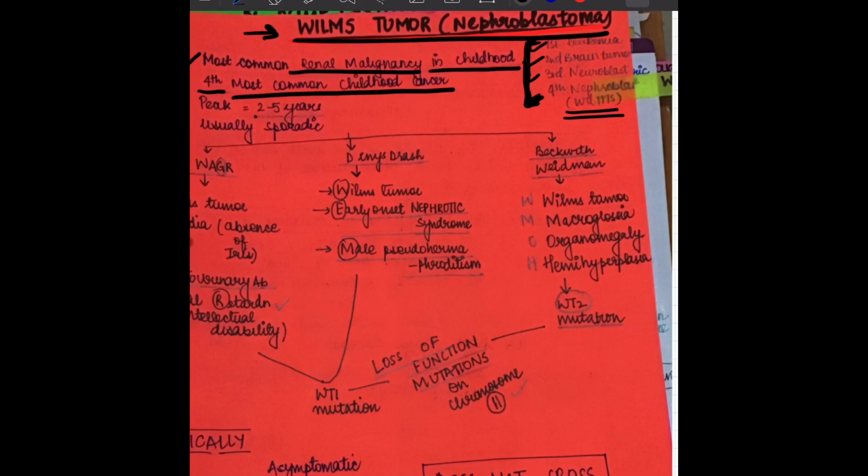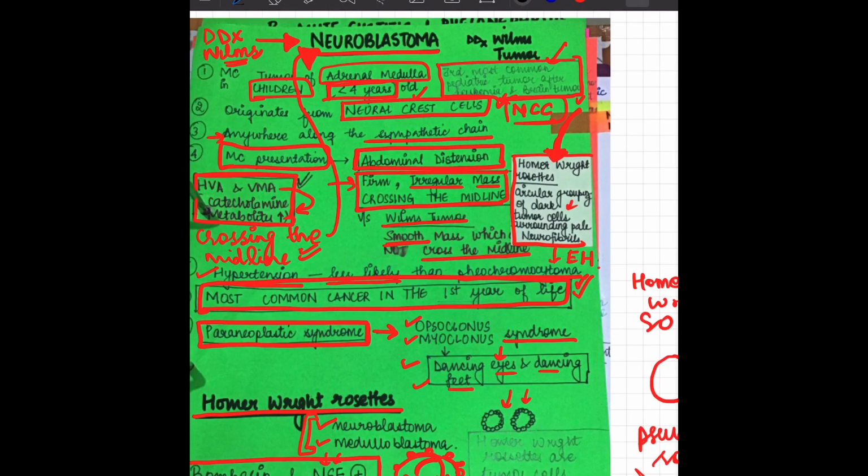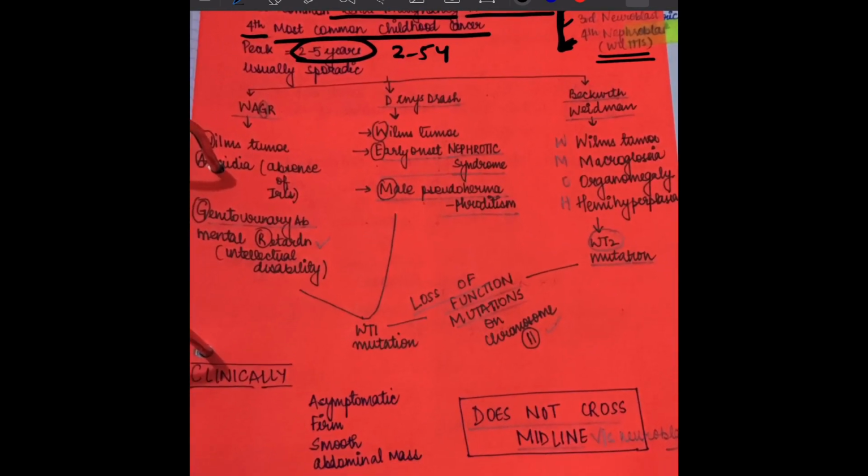Now the age group of these is 2 to 5 years of age, whereas neuroblastoma was in less than 4 years. Another important clinical correlation of Wilms tumor is that it happens in various syndromes. There is a syndromic appearance. First is the WAGR syndrome, then the Denys-Drash syndrome, then the Beckwith-Wiedemann syndrome.